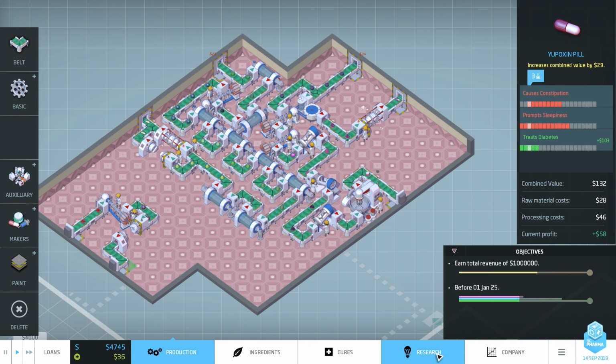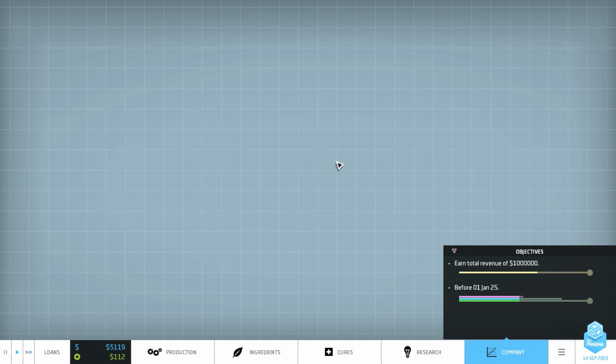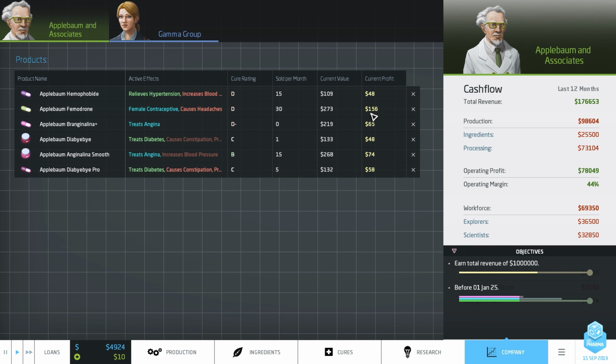Overall, I wonder which ingredient is the most profitable. Can we figure that out easily enough? Let's see. So this is Brangelina, 64 plus 48, and Femidrone is 156. I think that Femidrone is actually more profitable because it's just a single ingredient. So maybe we need to move away from, well, let's see. It's 273 for this one.